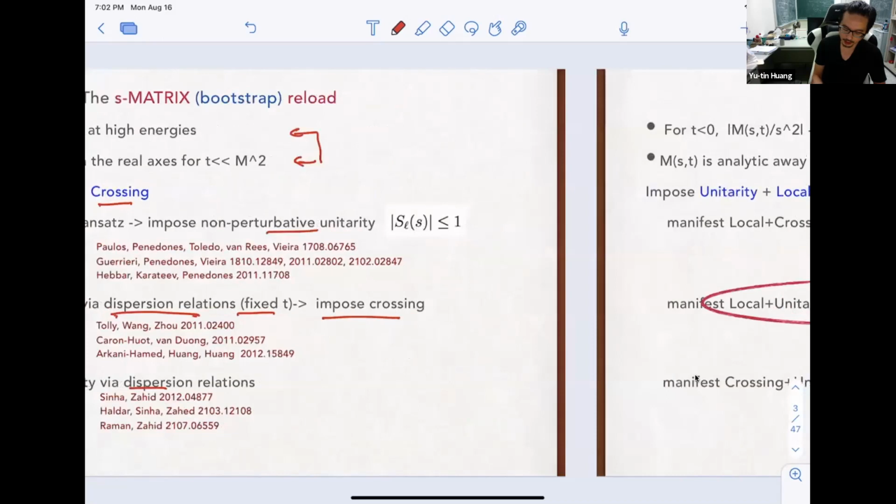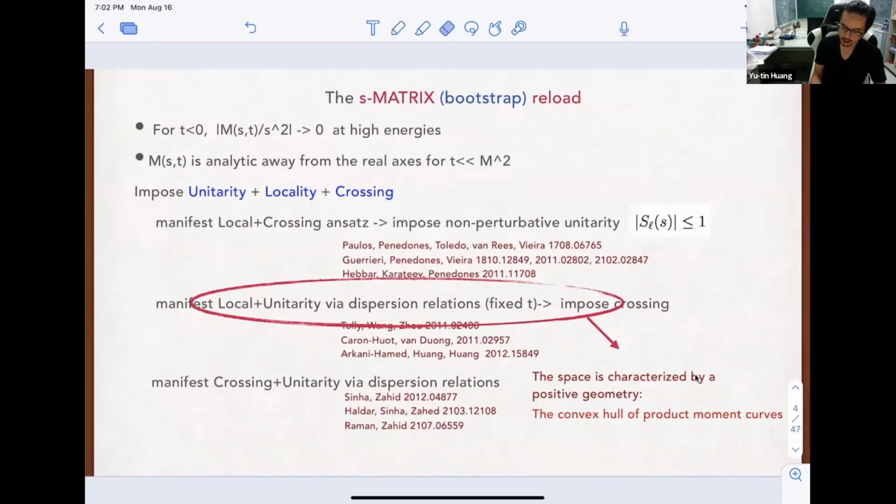In this talk, we're going to focus on the second part. The punchline is that if you start with the manifestly local and unitary dispersion relation at fixed T, then this problem has a very nice geometry associated with it. It is characterized by a positive geometry, which is essentially very simple: the convex hull of product moment curves. By identifying this geometry behind the problem, we can immediately deduce various properties. First, we can deduce exact analytic bounds. And later on, we'll learn how to deproject the geometry, in the sense that we can impose the full constraints on the partial wave expansion, the partial wave factors, which I'll clarify momentarily.